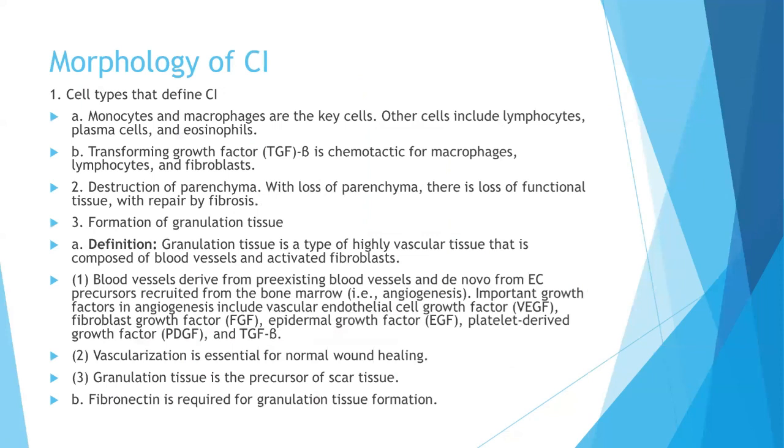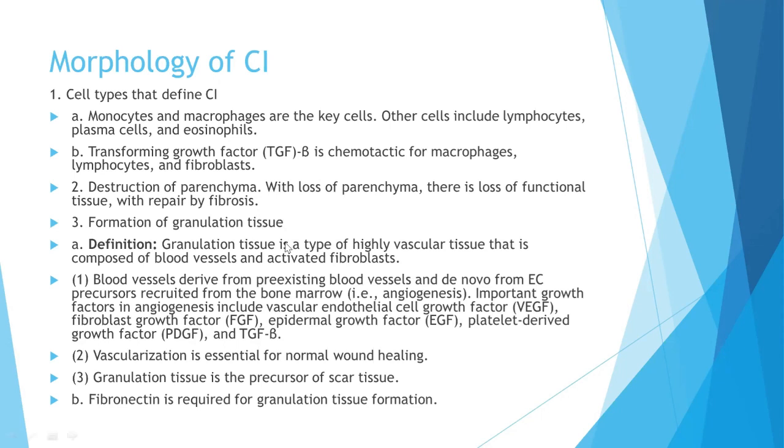Now, let's talk about the cell types that define the chronic inflammation. So, the monocytes and macrophages are the key cells. Other cells include lymphocytes, plasma cells, and eosinophils. The transforming growth factor beta is chemotactic for macrophages, lymphocytes, and fibroblasts. Now, since there is the destruction of parenchyma, with loss of parenchyma, there is loss of functional tissue with repair by fibrosis. Now, the most important part is the formation of granulation tissue.